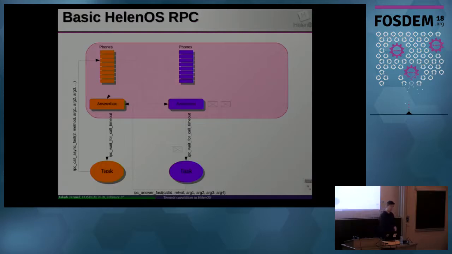Now here is a picture of the basic HelenOS IPC communication between two tasks. In this pink oval, I put all the state which exists in the kernel. We have two tasks. The orange one is the one which starts the communication. It has a set of phones, which are basically connections. Some of the phones are connected to other objects that are called answer boxes. The answer box is basically a message queue.